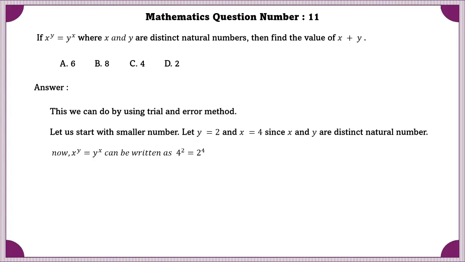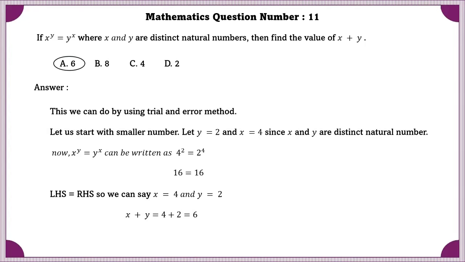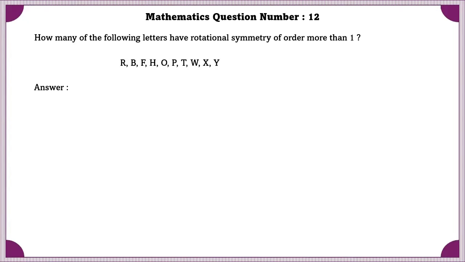Now x to the power y is equal to y to the power x can be written as 4 to the power 2, which is equal to 2 to the power 4. So both of these results equal 16. Now LHS is equal to RHS, so we can say x is equal to 4 and y is equal to 2. Now they have asked what's the value of x plus y, and the value of x plus y is 6.